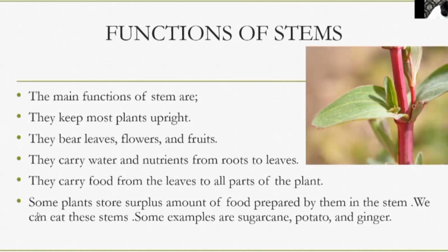Now, some plants store the surplus amount of food prepared by them in the stem. We can eat these stems, for example, sugarcane, potato and ginger. So again, the plants store the surplus amount of food that is prepared by them in the stem and we can eat them. So these are a few stems that we eat, that is the sugarcane, potato and ginger.